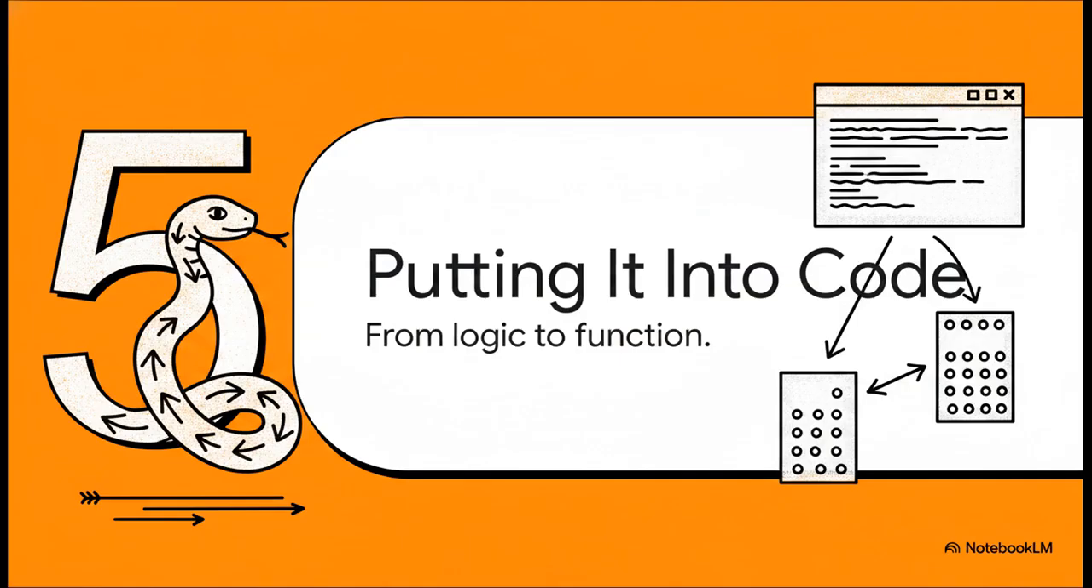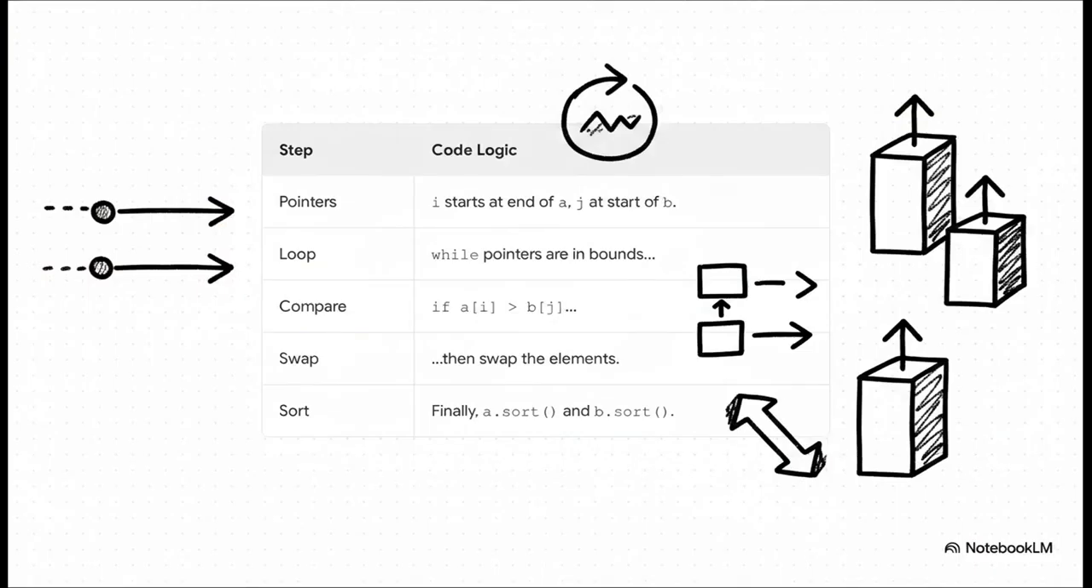Let's take a look at a simple Python implementation of this exact algorithm. The code is actually a really direct translation of what we just walked through. First, we set up our two pointers. I starts at the very end of array A, and J starts right at the beginning of B. Then our while loop runs as long as our pointers haven't crossed.